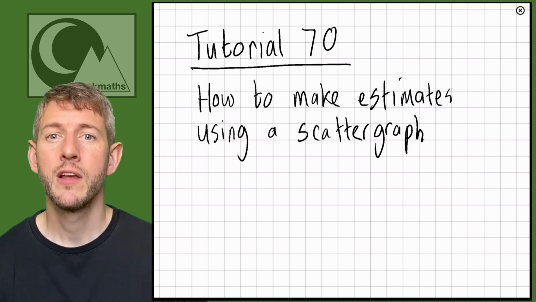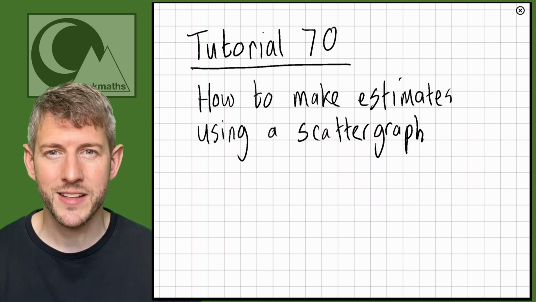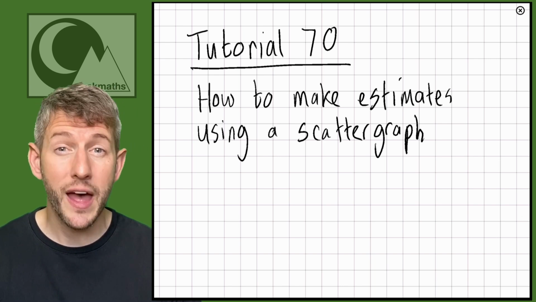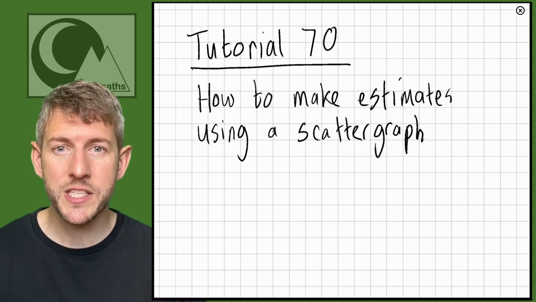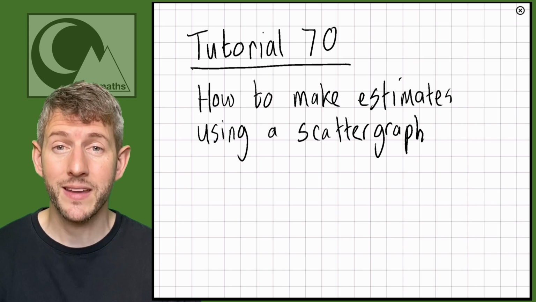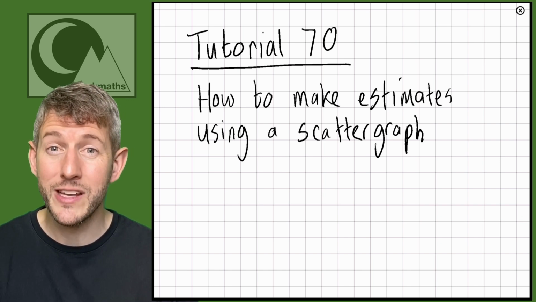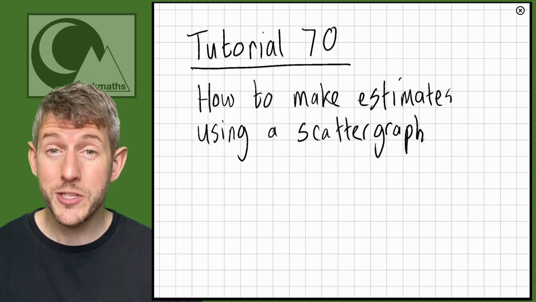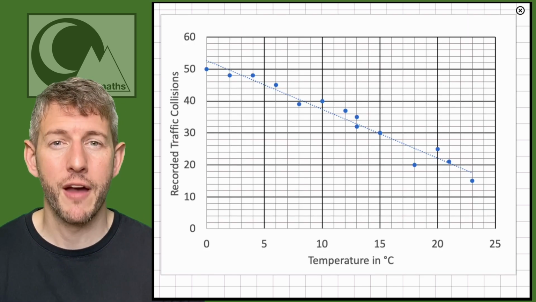So for this tutorial, what we're going to be doing is looking at scatter graphs that usually have either a positive or negative correlation, and we're going to be putting on lines of best fit and using these lines of best fit in order to make estimates about other results that we don't have or that we do have. So let's have a look at this scatter graph that I've got here.